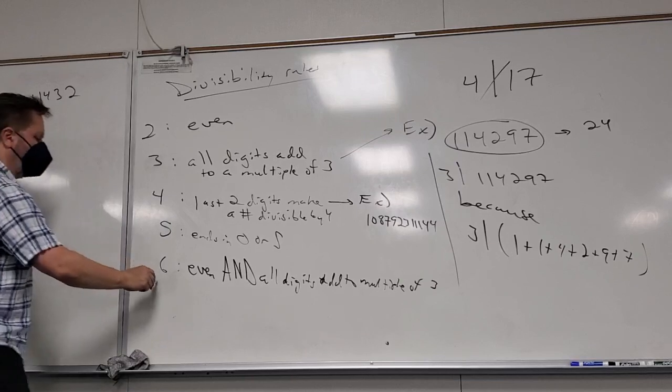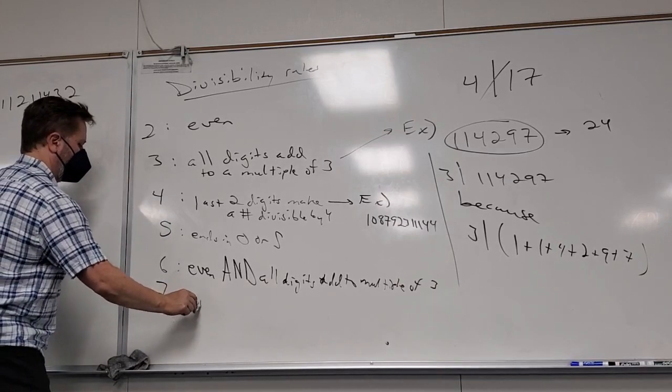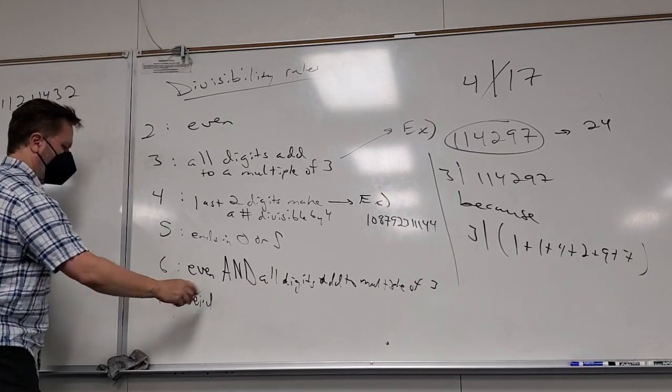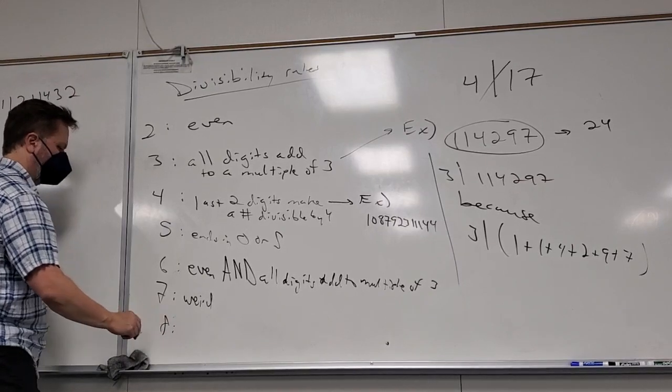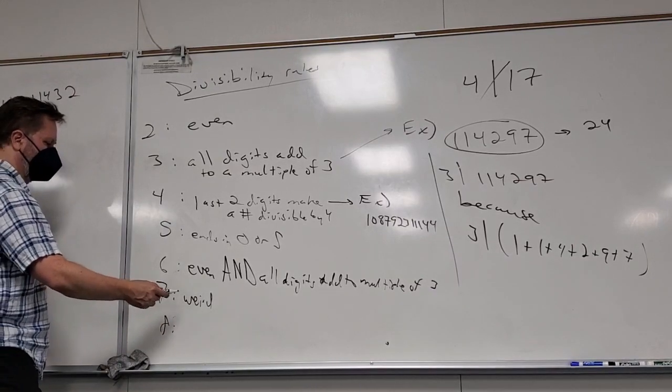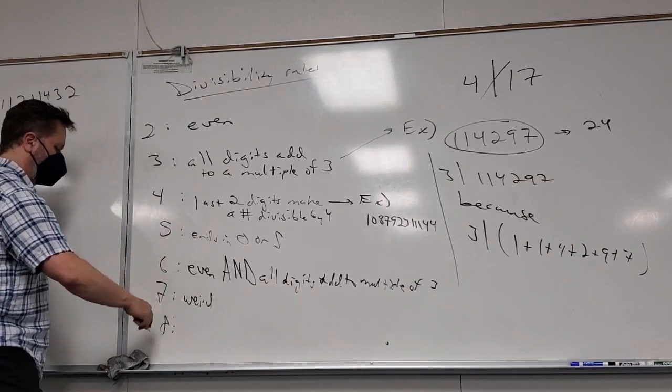All right, 7 is weird. I'm just going to put weird. I'm probably going to misspell weird. Is it I before E, and after C or W? Is weird just weird? I can't remember.